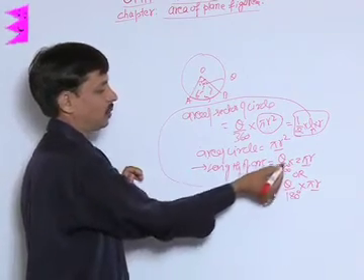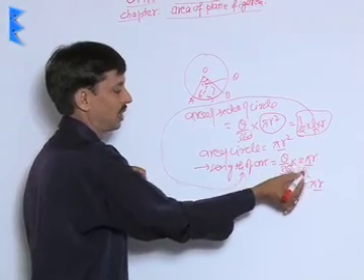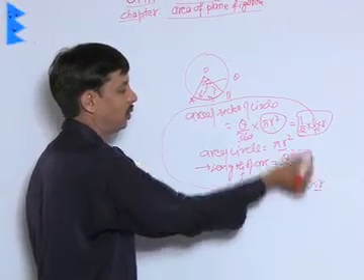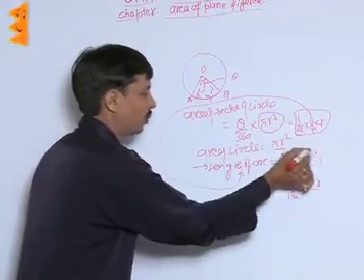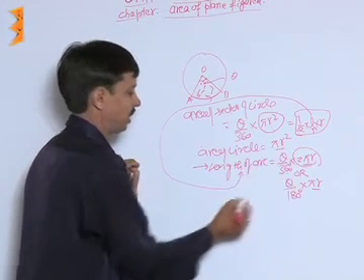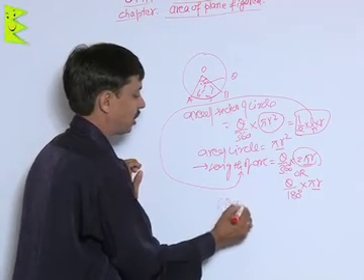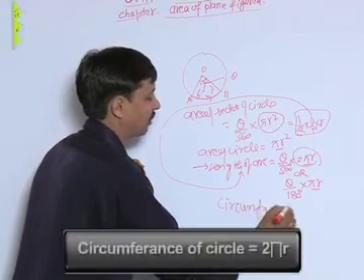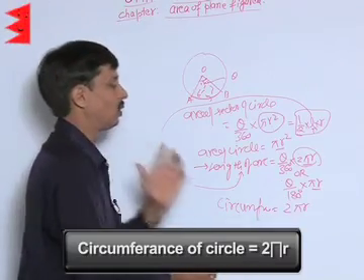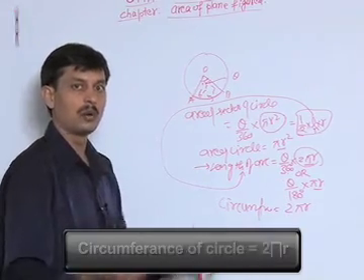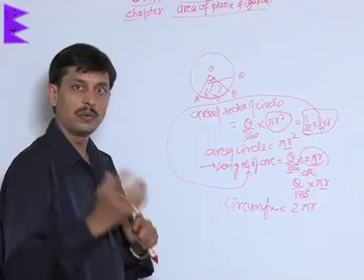The formula for finding the length of an arc is theta upon 360 into 2 pi r, or theta upon 180 degree into pi r. Now the question is, what is the 2 pi r? It is known as the length of circumference. So we say the circumference of a circle is given by 2 pi r. Now I will explain to you how to find the area of a segment.